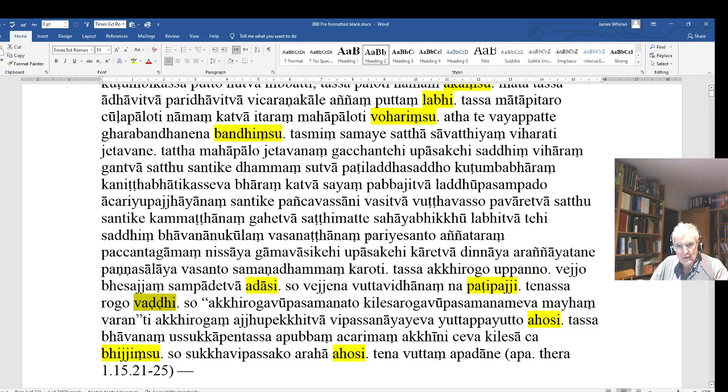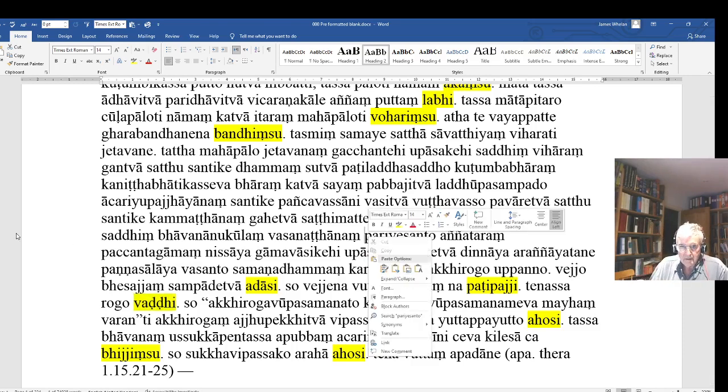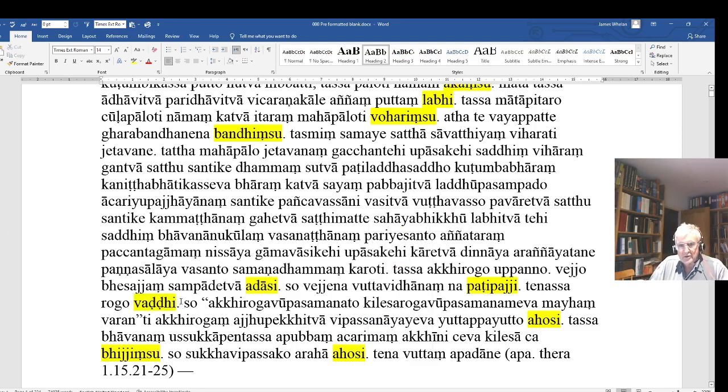Vardhi. In Sanskrit, vardhate, to grow. Pali, vardhati. Vardhati, present tense. Aorist, vardhi. Rogo, the illness. Rogo vardhi. The illness grew. In other words, he became more ill.